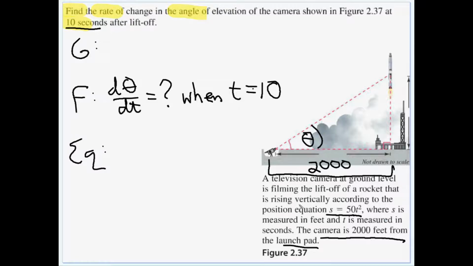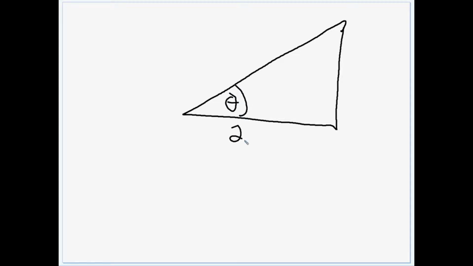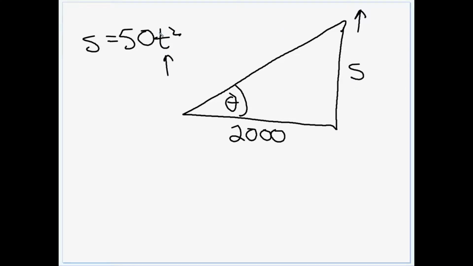Our angle theta is here inside. Let me draw a little better picture. Well, not a better picture. But here's theta. This side of the triangle is 2,000 feet, and our rocket is heading up. And what was that? S equals 50t squared. S is our height off the ground. At time 0, 0 squared times 50 is 0. Our height S is 0 feet off the ground. Plug in 1 second, square it, multiply by 50, we're 50 feet off the ground.